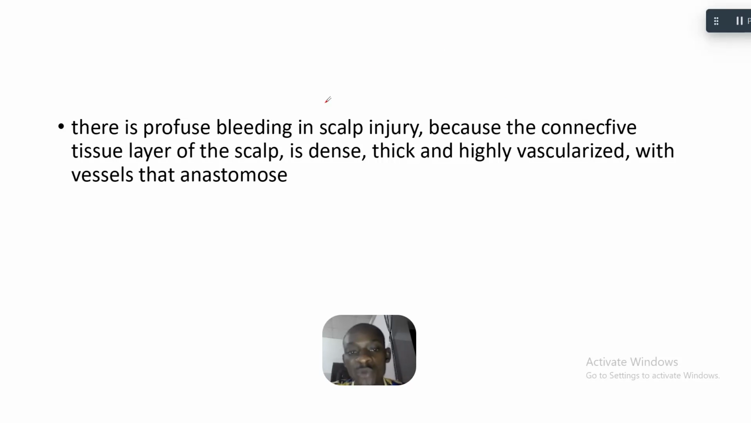All right, so let's back up our points. First of all, we say that there is profuse bleeding in scalp injury. You confirm that there will be profuse bleeding. Next, you give your reasons why. There will be profuse bleeding in injuries of the scalp, and this is because the connective tissue of the scalp is dense, thick, highly vascularized. The blood supply is so much, and many vessels anastomose in your scalp.